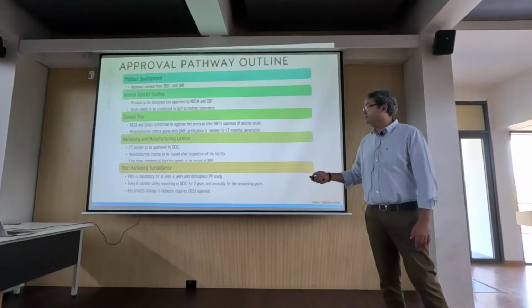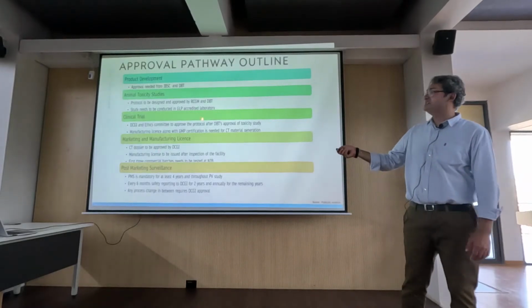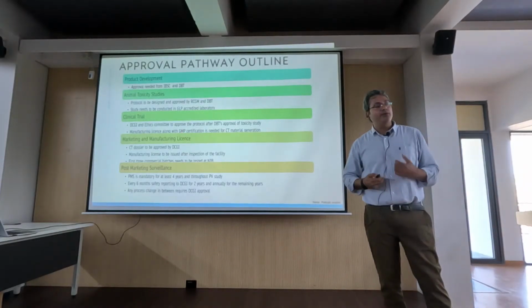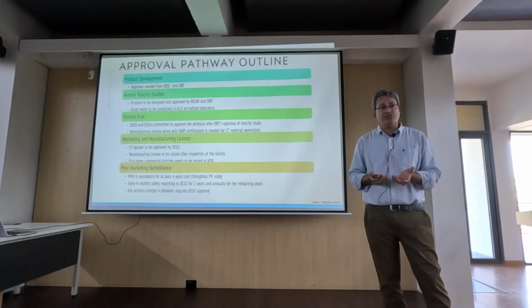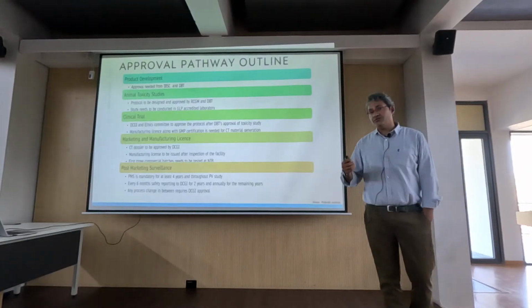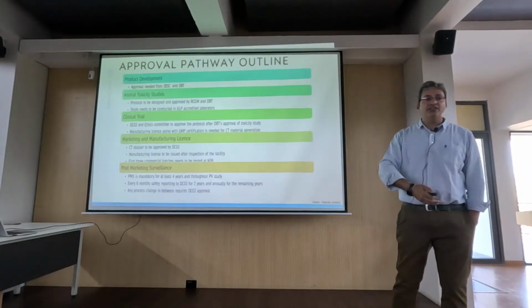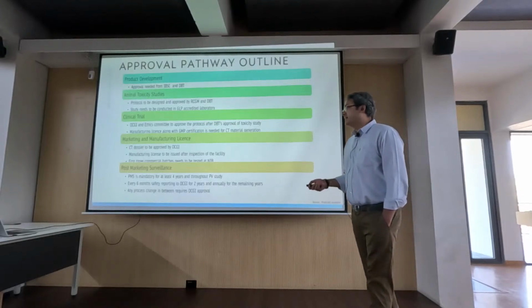Looking at all that data, DCGI will approve your clinical trials. Once that is done, you go back to DCGI and submit your clinical trial data for permission for market authorization. There you need complete CT data and your manufacturing licenses. They will inspect your GMP facility to see if everything is quality compliant, and then they will give permission for marketing your drug.